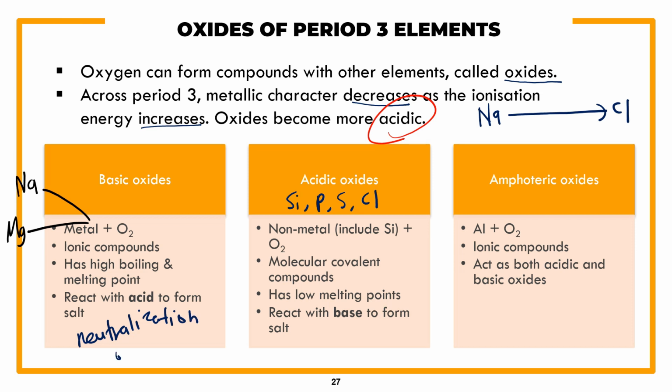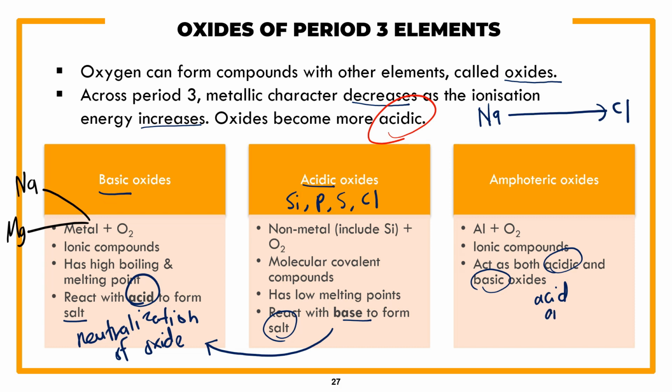Okay, neutralization of oxides. Basic oxides can react with acid in neutralization of the oxide to form salt, garam. And acidic oxides can react with base, also the same reaction as what we did with the basic oxides. Acid can react with base to form salt also. This is one of the examples of neutralization of oxide as well. And for amphoteric oxides, since they have both properties of acidic and basic oxides, they can react with both acid and base.